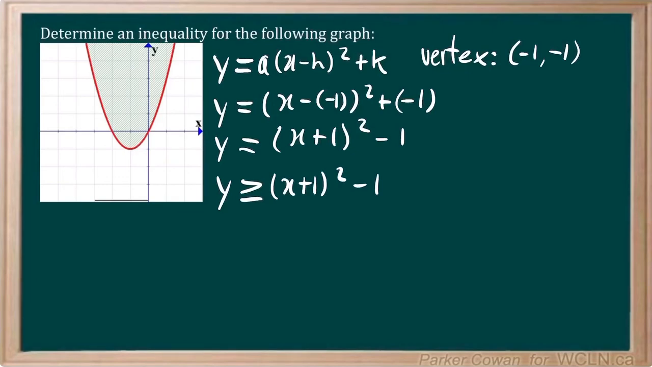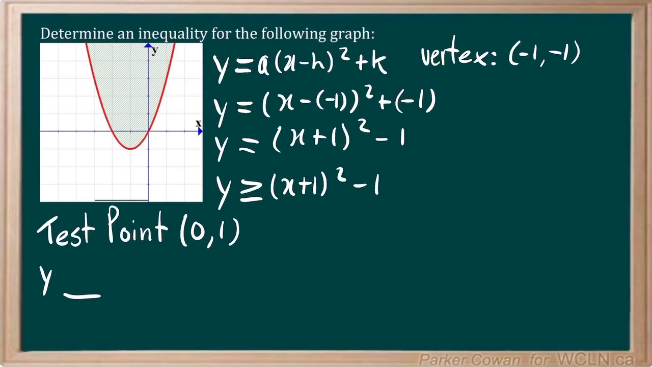That's the answer. But if we want to use a test point, we can do that as well. I'm going to use (0, 1). For this particular one, we kind of have to work backwards. We don't know what the sign is going to be, so we're going to just leave it as y is blank, either less than or greater than. So we just put a line there, (x plus 1) squared minus 1.